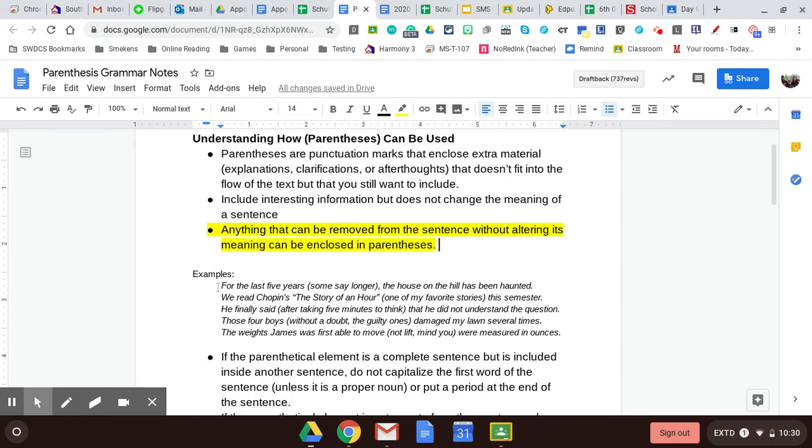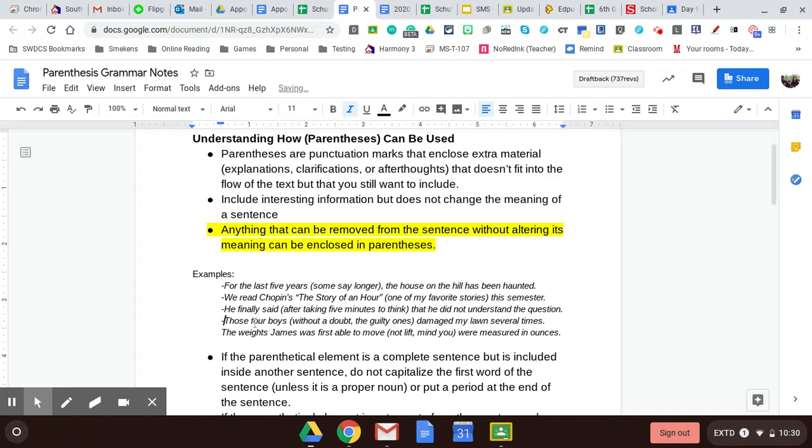So here's a few examples. For the last 5 years (some say longer) the house on the hill has been haunted. Notice that when I read these, I kind of change the way that I say it. I pause and then I continue reading with a different tone of voice almost. Next one. We read Chopin's The Story of an Hour (one of my many favorite stories) this semester. Another example. We finally said (after taking 5 minutes to think) that he did not understand the question.